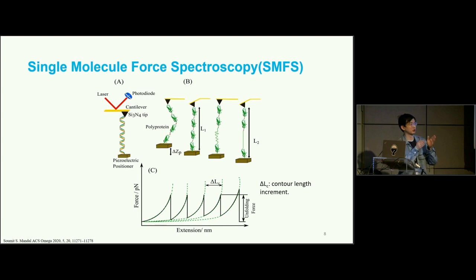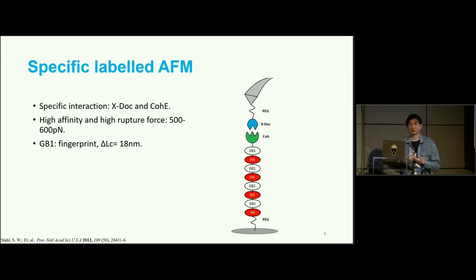We get the distance between two worm-like chain fits, and that's what we call the contour length increment. It's kind of like a fingerprint or ID of the protein domain, because most proteins have their own contour length increment. To make the experiment highly efficient, we used some specific labeling for the AFM experiment.